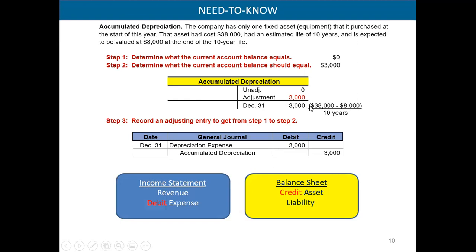So we're going to depreciate $3,000 per year on this asset. So we are debiting the expense, right? Expenses increase with the debit. So we're debiting depreciation expense, crediting accumulated depreciation.